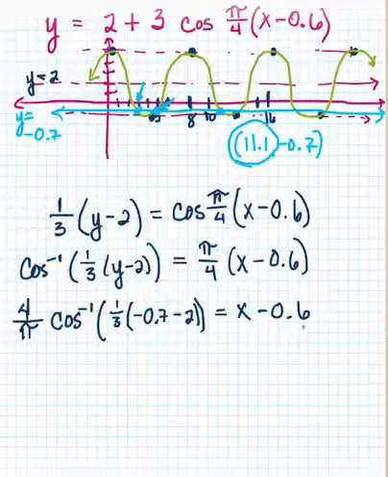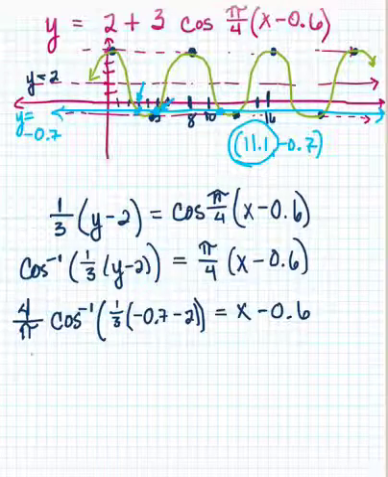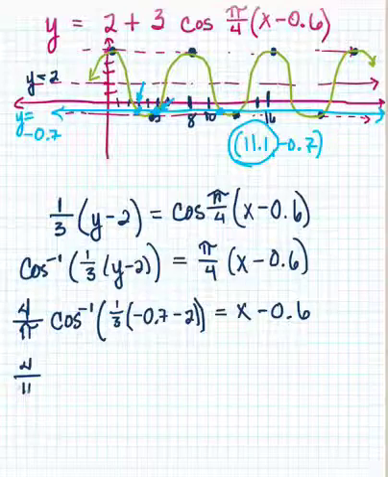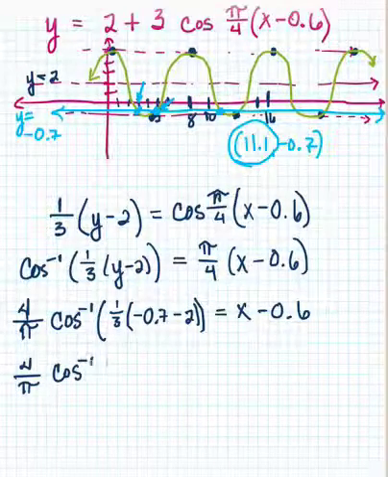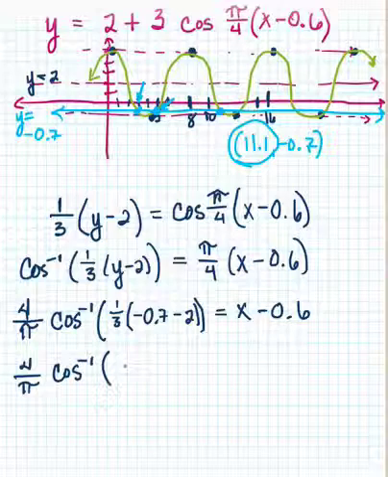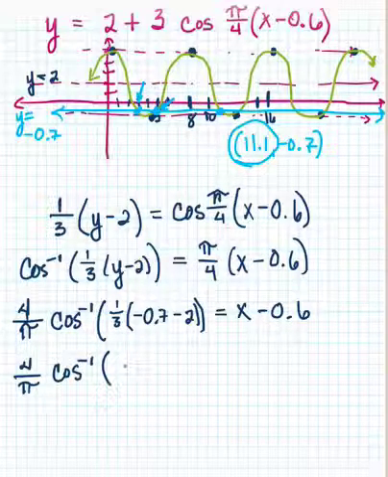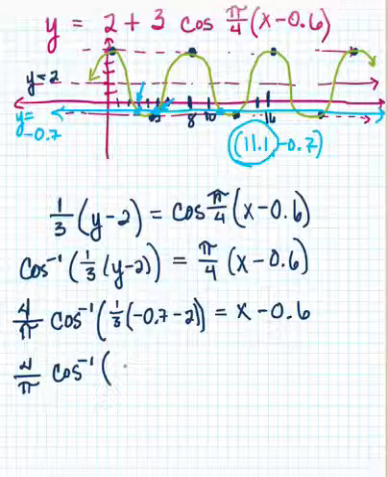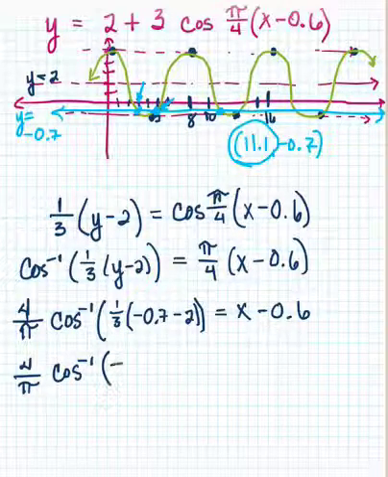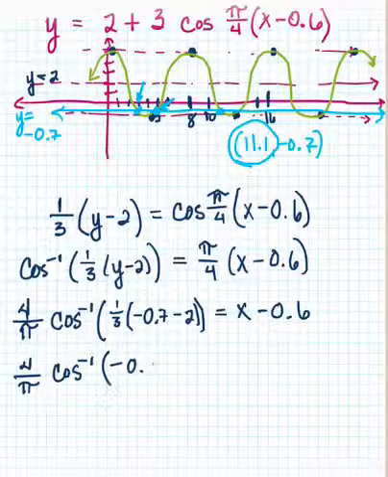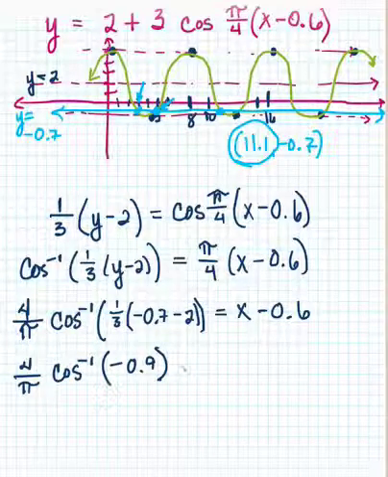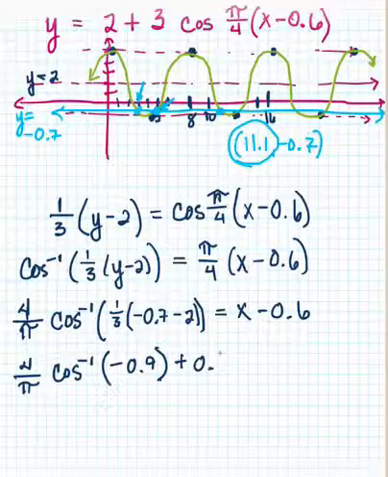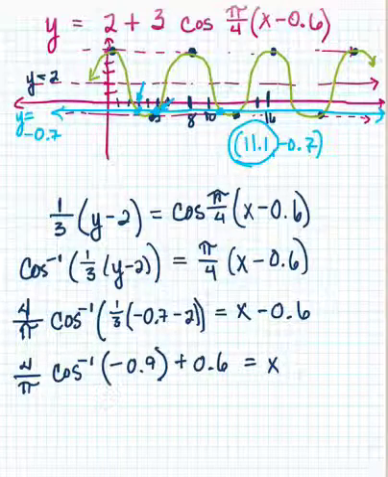So now, I guess I could just go all the way with it, because here I am. Let's just go all the way. 4 over pi times the cosine inverse of. Let's see, what is 1/3? So we're going to take negative 0.7 minus 2, right? And then we're going to divide that by 3. So I get negative 0.9. All right, so the cosine inverse of negative 0.9 plus 0.6 equals x. There we go.